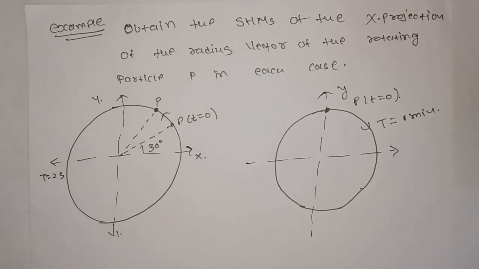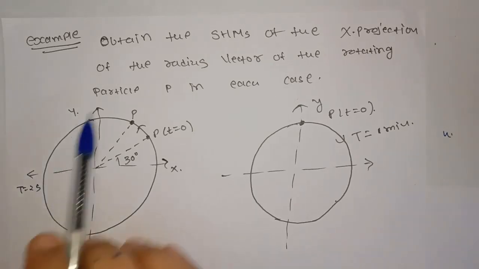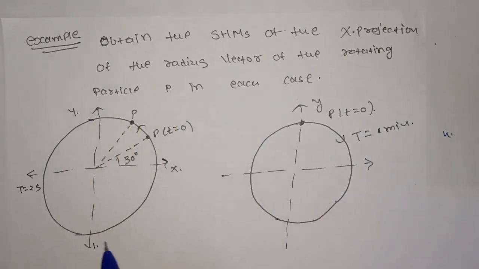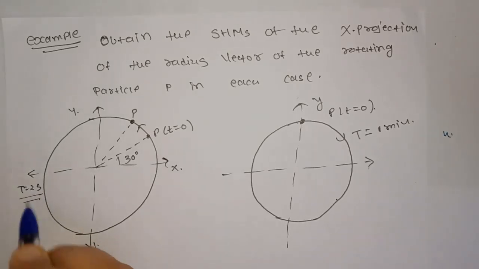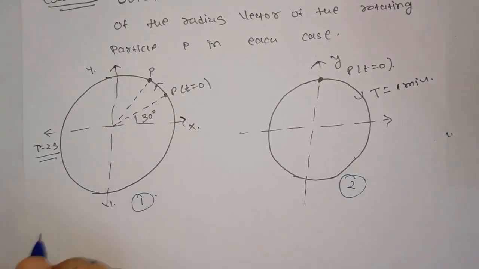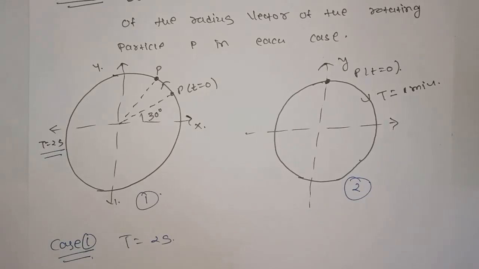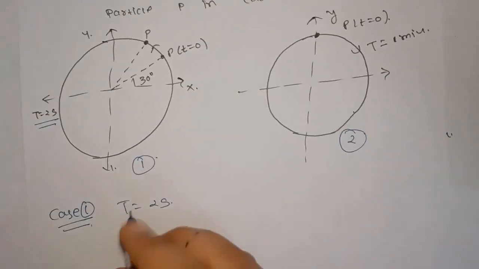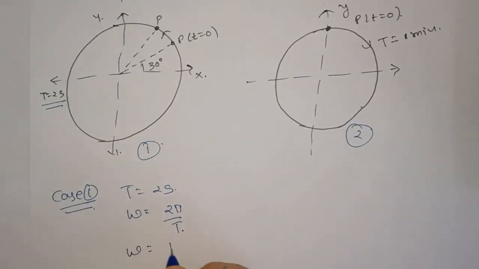In this example, we have to obtain the SHM of the projection of the radius vector of the rotating particle P in each case. So let us see each case one by one. In the first case, the time period is given as 2 seconds. From this we can write omega is equal to 2 pi by T, that is equal to pi radian per second.